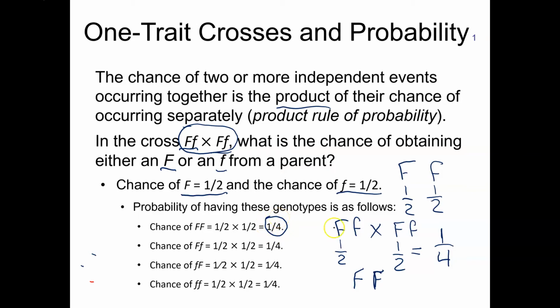If you want the big F with a little f, again you have 1/2 times 1/2, and you're going to get 1/4. To get this little f with this big F, you have a 1/2 probability here, and again you get 1/4. Then you can get little f, little f 1/4 of the time. That's using the law of probability and the product rule of probability.